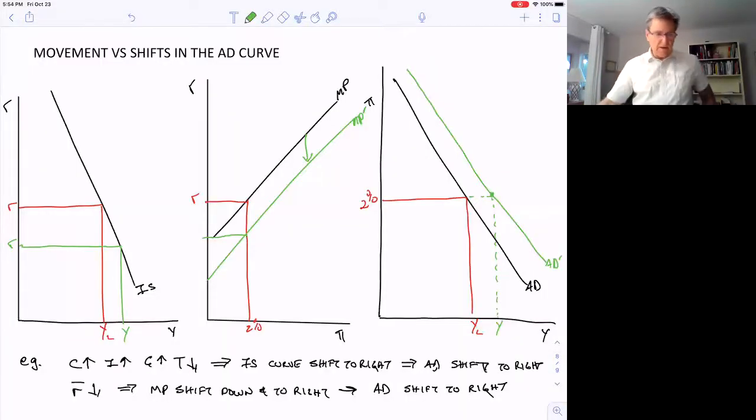Now you can see in this model also that this uses the traditional channel of how monetary policy works in the monetary policy transmission mechanism. The money supply changes, affects nominal interest rates, it affects the real interest rates. Then the real interest rate affects investment spending on the IS curve, which affects aggregate demand. Now you can see here we lowered R bar.